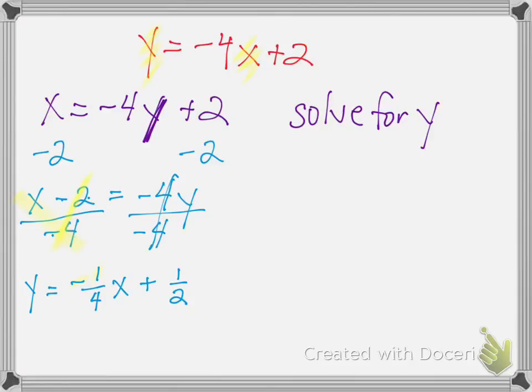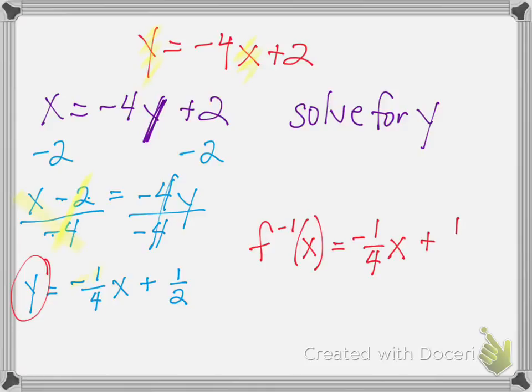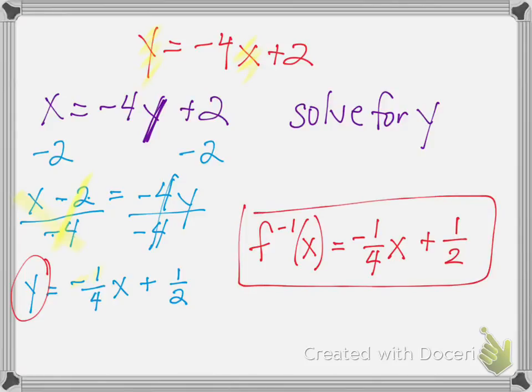And then the final step is to switch my y back to the inverse function. So f to the negative 1 of x, or the inverse of f of x, equals negative 1/4 x plus 1/2. And that would be my final answer.